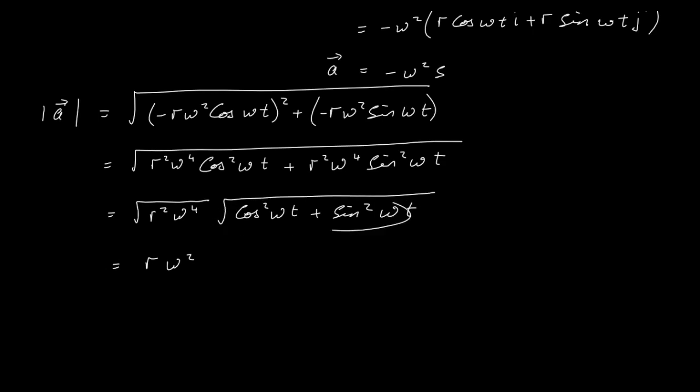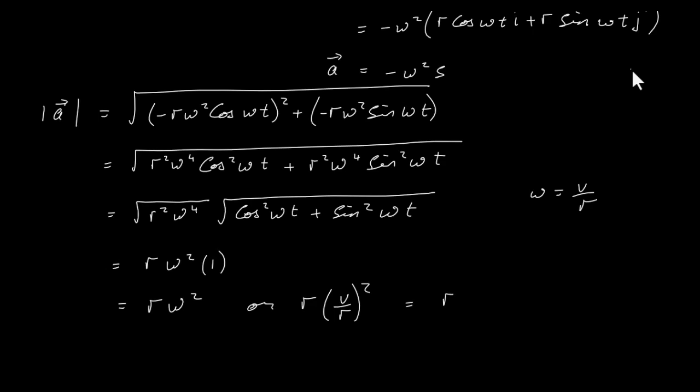So this thing here is just going to be 1, so we end up with the square root of 1, which is 1. So we'll just simply end up with r omega squared. So this is our acceleration, centripetal acceleration, and also because we know from part 1 of this video that omega is equal to v over r, we can just substitute that in here. So we get r times (v over r) squared, which is r times v squared over r squared, and that'll just give us v squared over r.